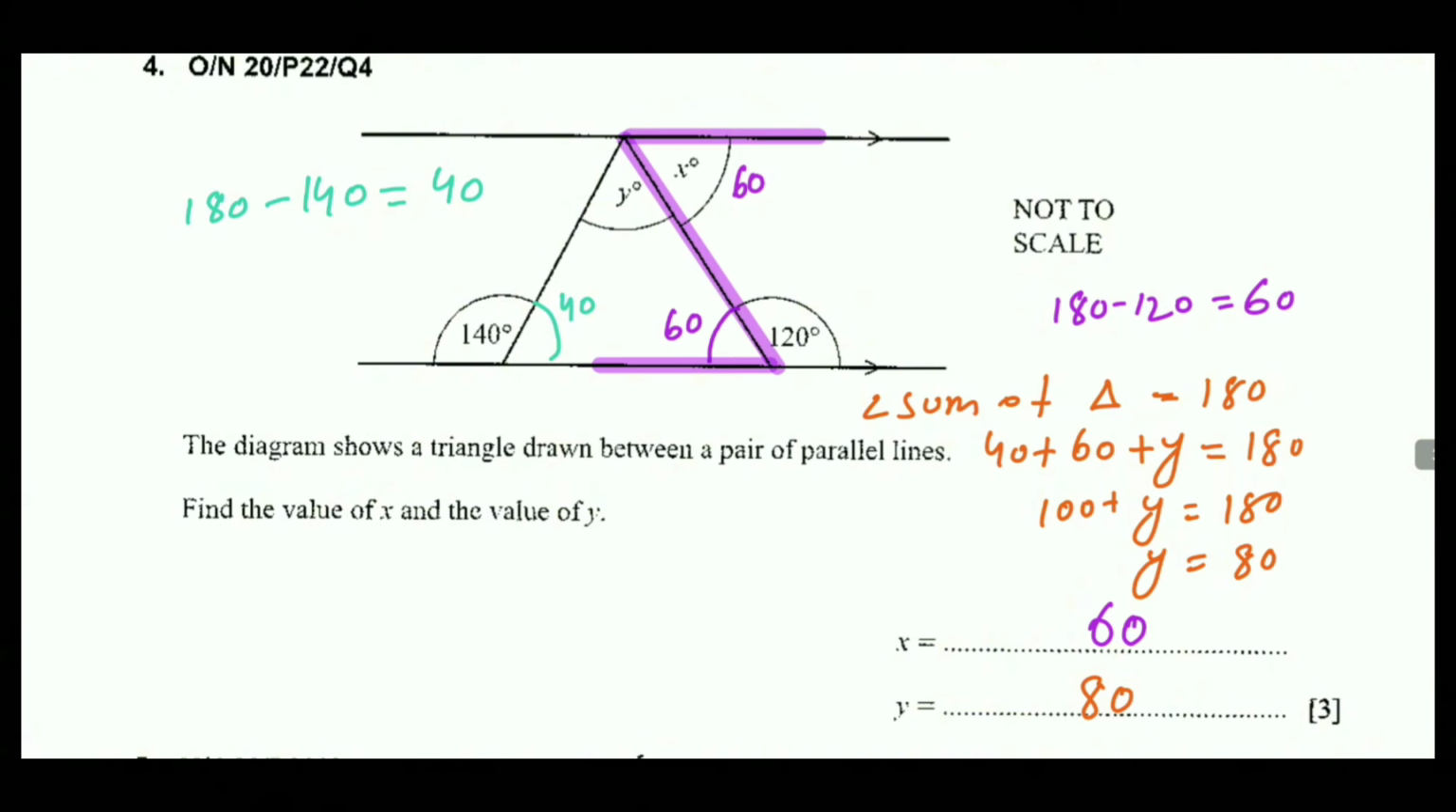We have used one more property here, that is angles on a line. Angles on a line means the sum of angles on a line is equal to 180 degrees. But the angles should be joined, like the sum of these two angles should be equal to 180. So let's do the next question.